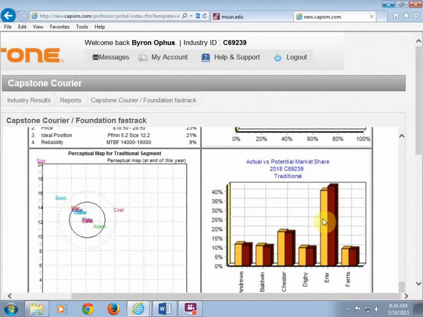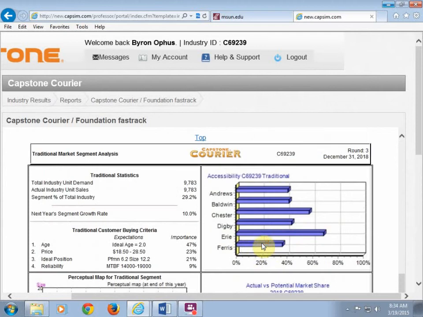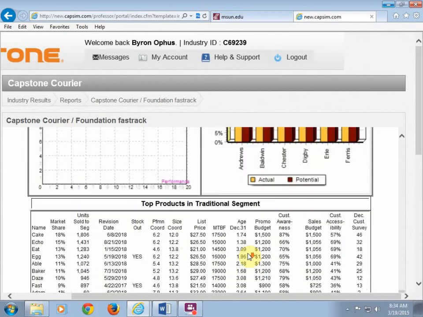Boy, look at Erie dominate the traditional. Wow. God, that's got to be close to half. They had the potential for close to half of the market. Huge. All right, so you guys are kind of letting them get away with that particular market for whatever reason. Now, they do have 3 products in that market. That's part of the reason, right? They don't have the number 1 product. The number 1 product was Chester, but they have 2, 3, and 4. Okay, so big deal there.